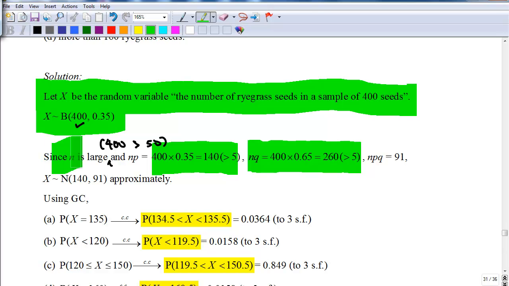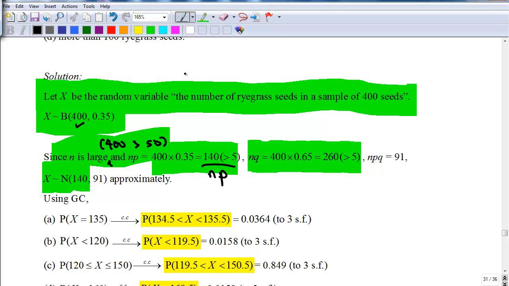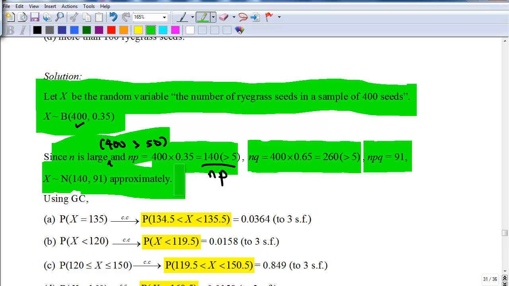So when all the conditions are true, you can straight away tell people that X is approximately a normal distribution with mean 140. Where to get 140? Over here, this is your np, and your variance, which is npq, is 91, approximately. Now, in our presentation, it's important to use the word approximately here because X is binomial and not normal. So the word approximately is critical.